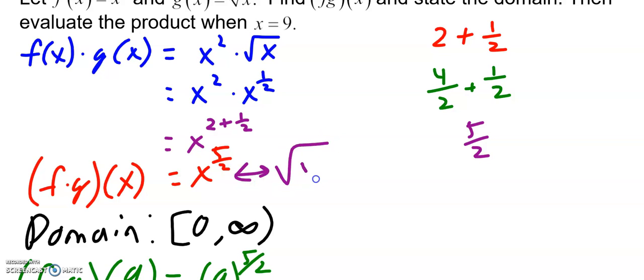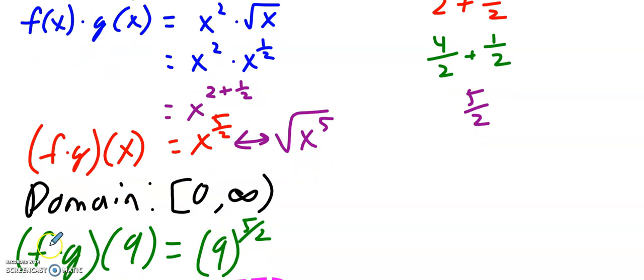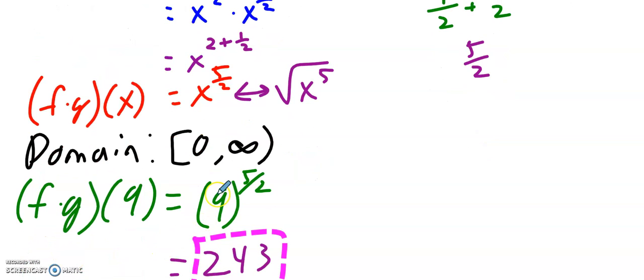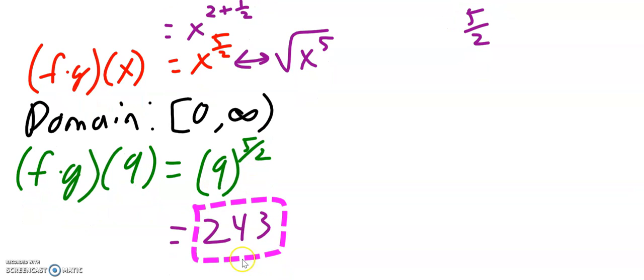The square root of x to the fifth. So because the square root is there, that restriction on the domain is still going to carry. So I have this domain is 0 to infinity. And then I did f times g of 9. So literally just plug in 9, typed this into my calculator. 9 to the 5 over 2 is 243.